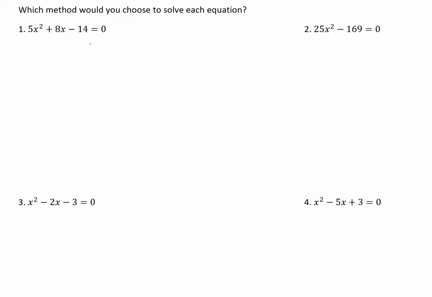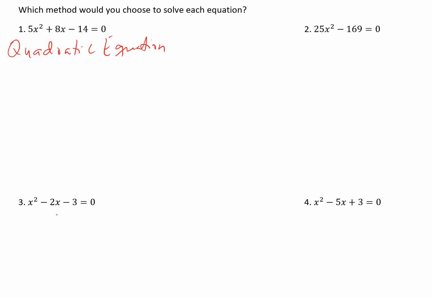Well, because right away I can't figure out what the factors are, if I multiply 5 times negative 14 and figure out the factors of that, and then do the Russian peasant method, that seems like a lot of work. And I can't do it very easily. So in this case, I would use the quadratic equation. And again, because it's not easily factorable.